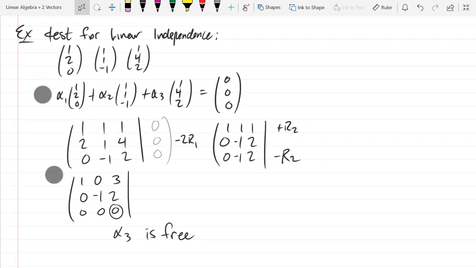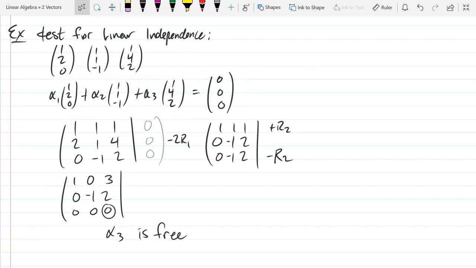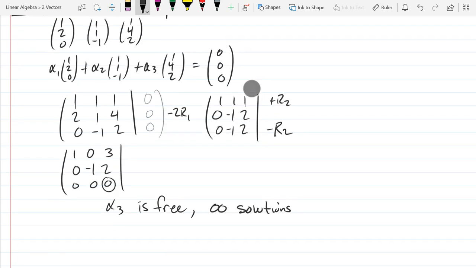Now, let's look at the question. Well, it wasn't really asked as a question, but it was, is this linearly independent or linearly dependent? So I don't have to exactly write out what this solution would be. I just know that I have a free variable, so I have infinite solutions, and I can say dependent right away. So I don't have to keep doing any more algebra. So alpha 3 is free. We get infinite solutions. So that includes infinite non-trivial solutions.